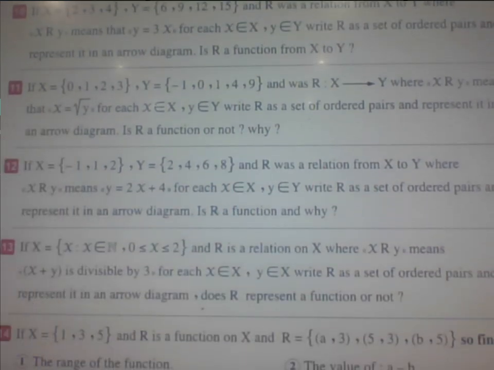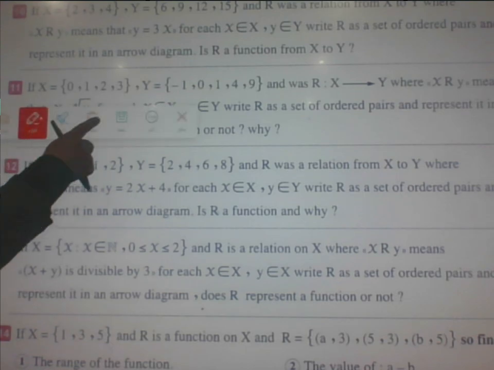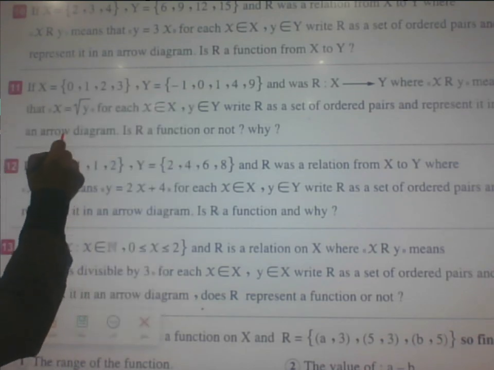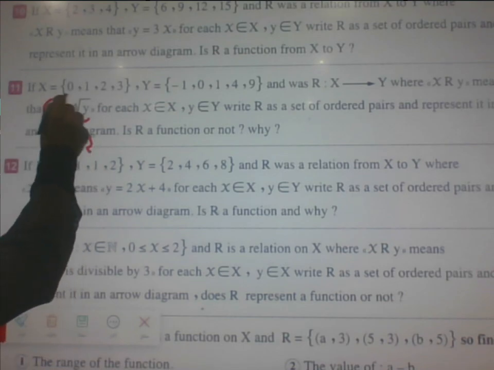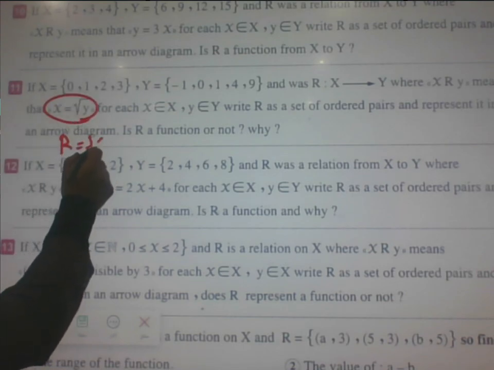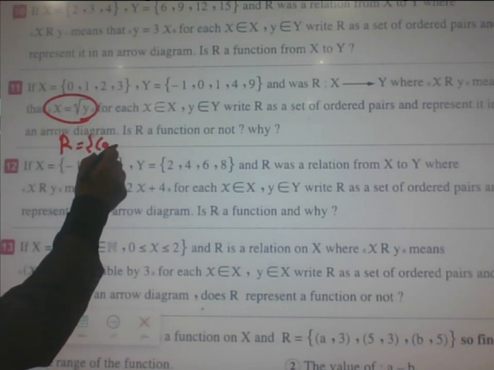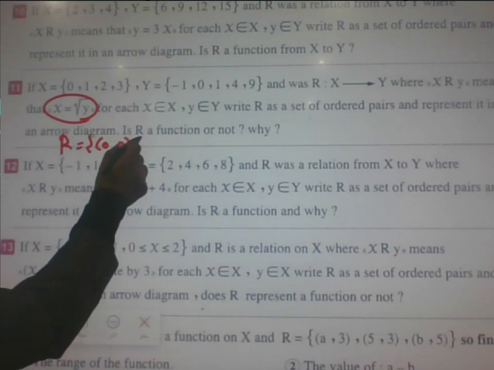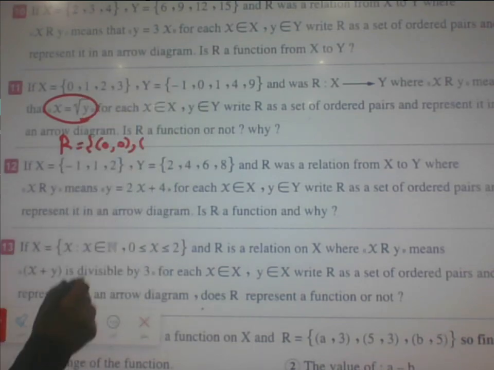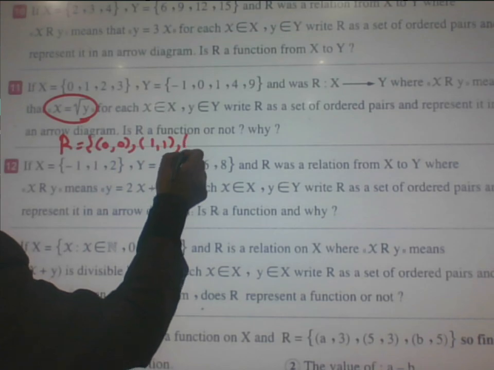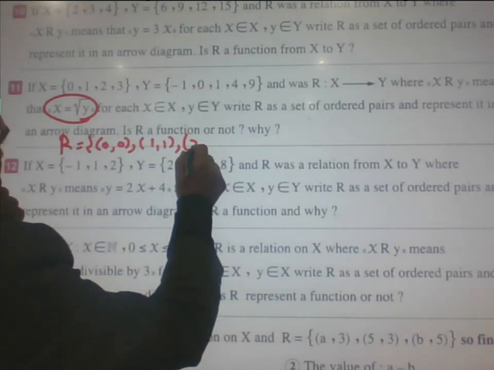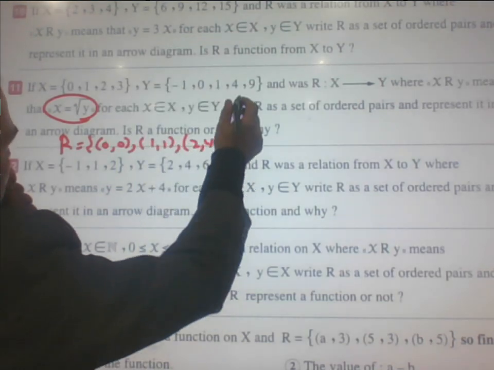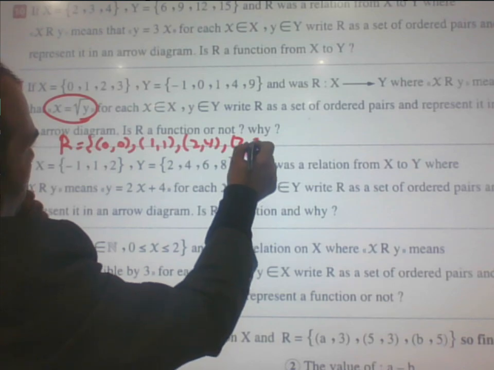Okay, next question, number 11. We have the relation here, x is equal to the square root of y. Who can tell me the relation? Look here, x equals the square root of y. The square root of 0 will be 0. The square root of 1 will be 1. The square root of 4 will be 2. The square root of 9 equals 3.